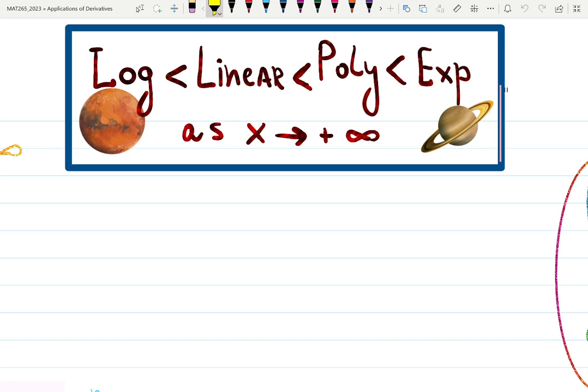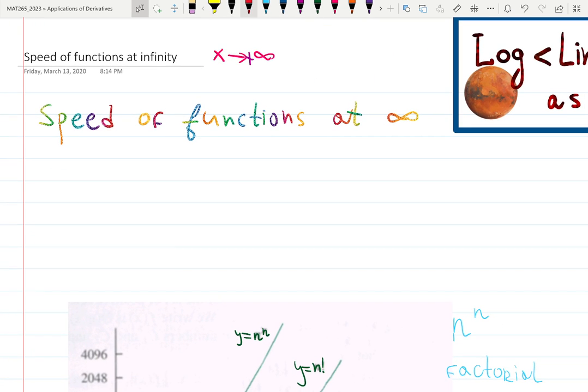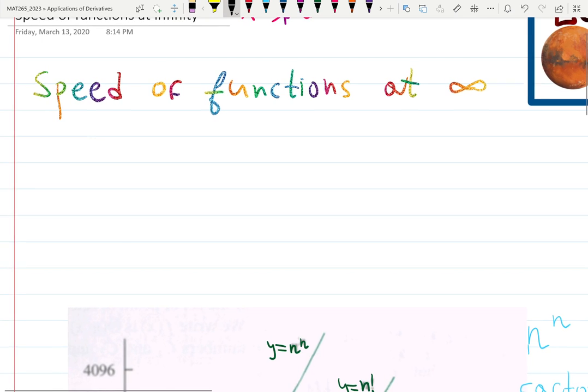Again, remember, only at infinities, even not minus, because exponential at minus infinity is not infinity. So speeds are: log is the slowest one, linear functions, polynomials, exponentials. Let me show you the idea here. Speeds of functions. Let me write down slowly with you.